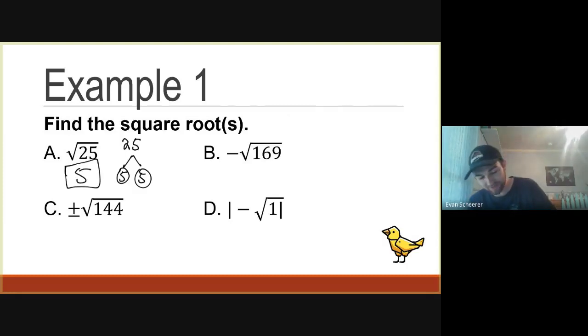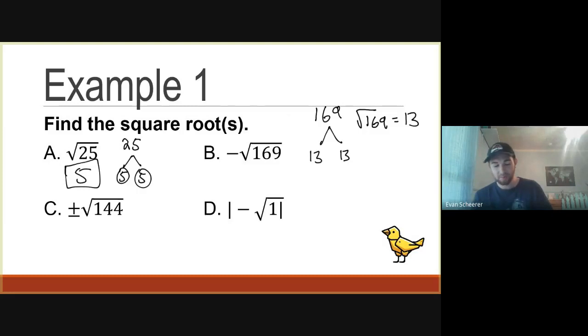For the square root of 169, we're going to break that down. Well, there's only two numbers that multiply to 169. That's 13 and 13. So the square root of 169 equals 13. But we have that negative in front. So our answer would be 13, but then we have to put that negative in front. So our answer is negative 13, right? Okay.